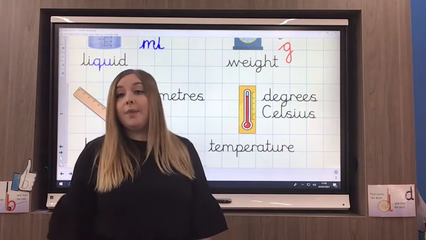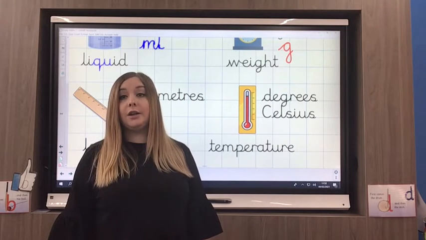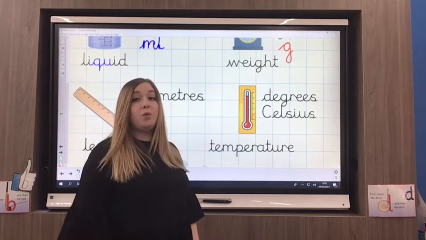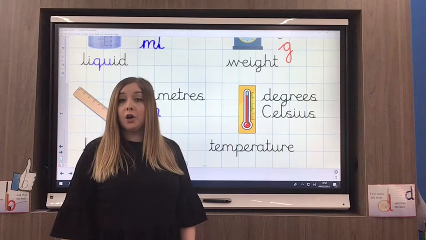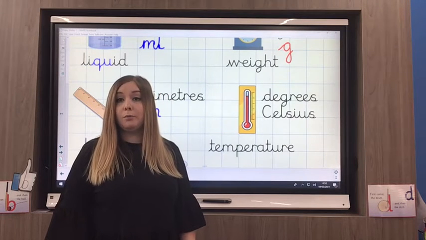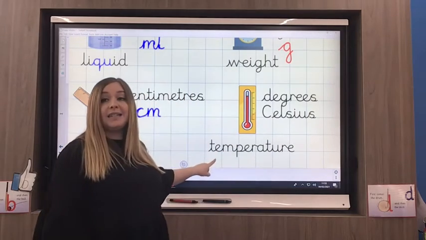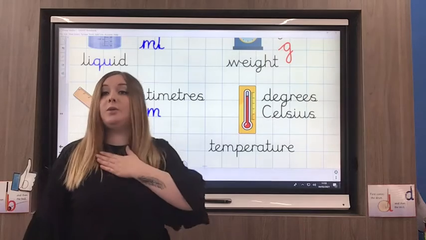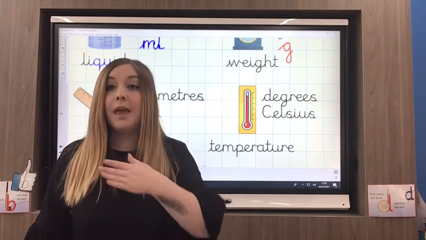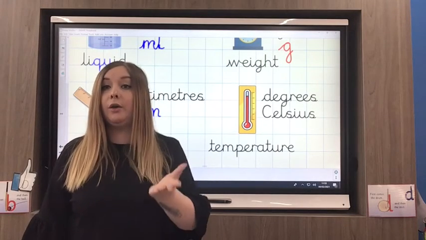Okay, and the final one that we need to know for today's learning, Year 4, is if we're measuring how hot or how cold something is, so the temperature. And let's have a practice at saying that word, so temperature, temperature.